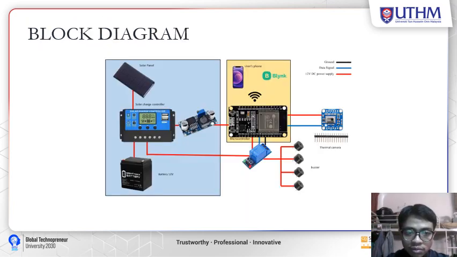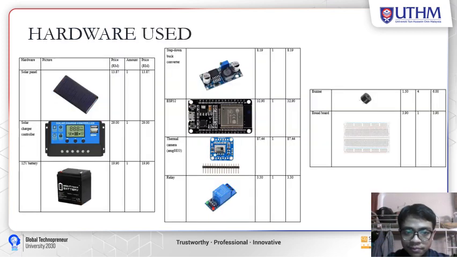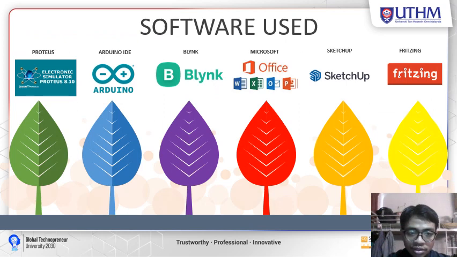So this is my block diagram, and the hardware I use is a solar panel, solar charger controller, 12-volt battery, step-down buck converter, ESP32, thermal camera AMG8833, relay, buzzer, and breadboard. And these are the software that I use: Proteus, Arduino IDE, Blynk app, Microsoft SketchUp, and also Fritzing.